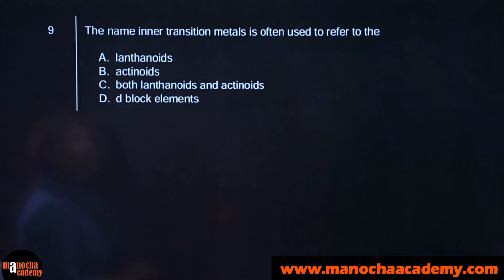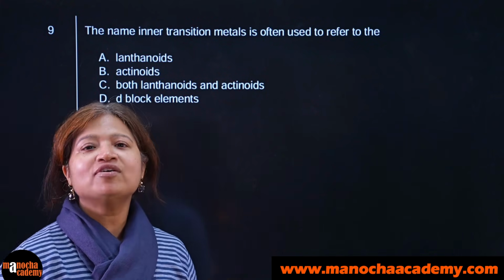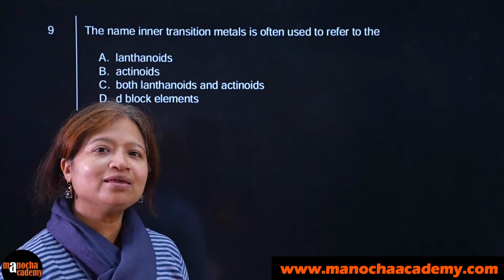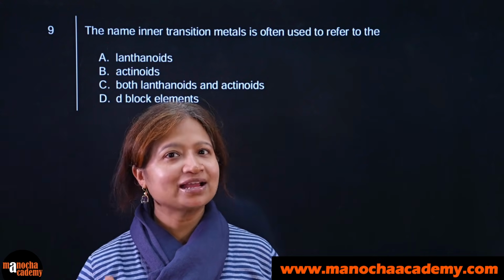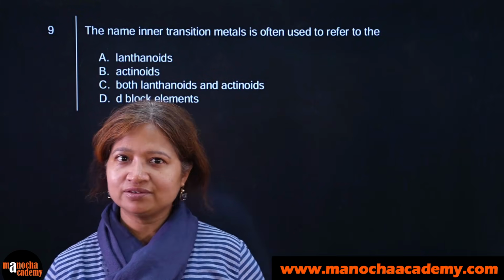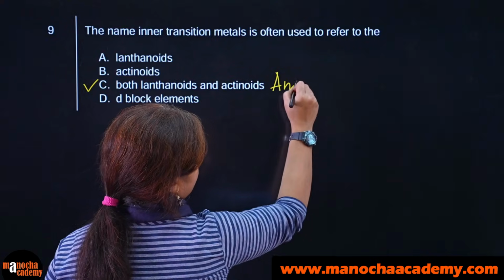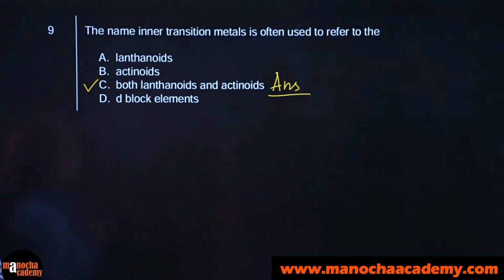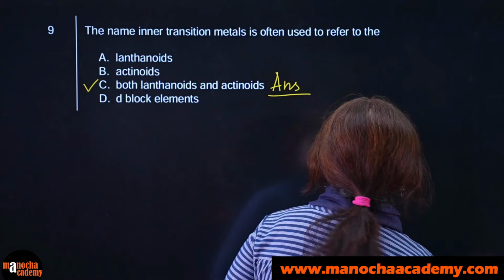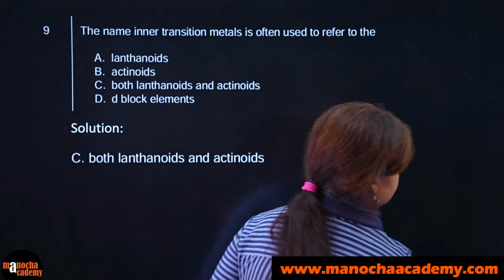Okay. Name the inner transition metals. The name inner transition metal is often used to refer to lanthanoids, actinoids, both lanthanoids and actinoids, or d block elements. It's again a simple question. Inner transition elements means f block elements. We know that. Transition elements means d block elements. F block elements means there are two series, lanthanoids and actinoids, 4f and 5f series, right? So here, obviously the answer is option C, lanthanoids and actinoids. That's the correct answer. With this, I move to the next one.